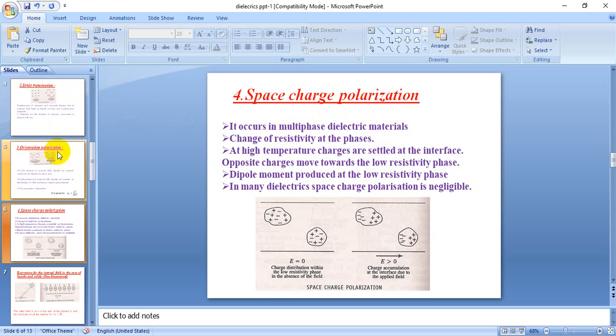So these are the four types of polarization: electronic polarization, ionic polarization, orientation polarization, and space charge polarization. From that, we can say that among the four polarizations, two are temperature dependent: orientation polarization and space charge polarization. With that, we complete this video, and in the next video we will look at the expression for the internal field in the case of liquids or solids in one dimensional form. That's what we are going to discuss in the next video.